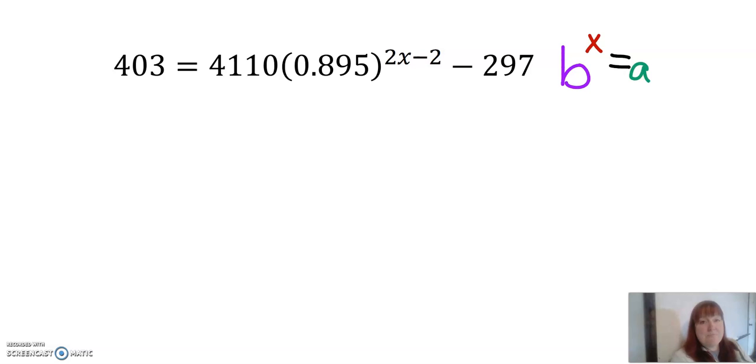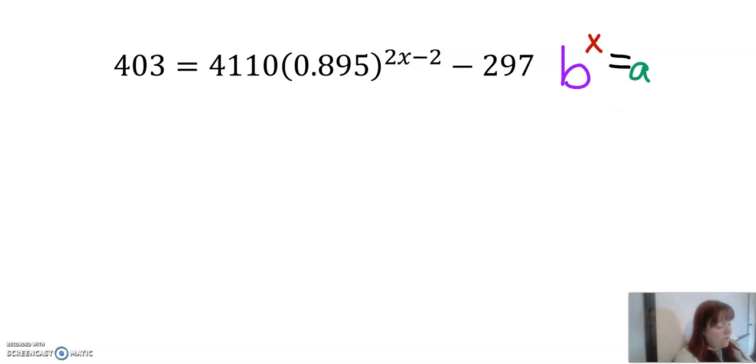The reason why we need to do it this way is because if you notice, this x is stuck inside of the exponent again. So there's not like a 2x root that we could just take to get x by itself. We're going to have to use a log. Okay. So the first thing we want to do is get it into this form right here. So let's get that 297 on the other side.